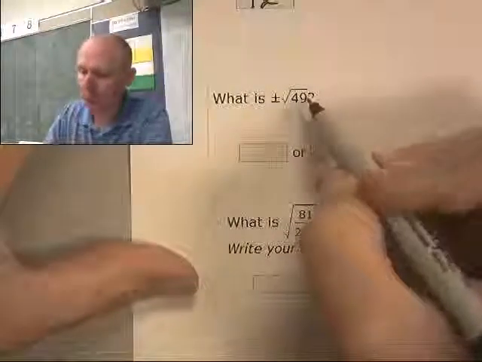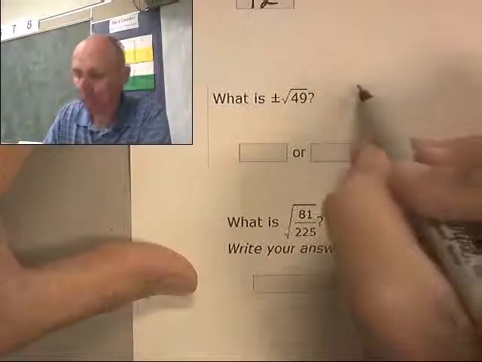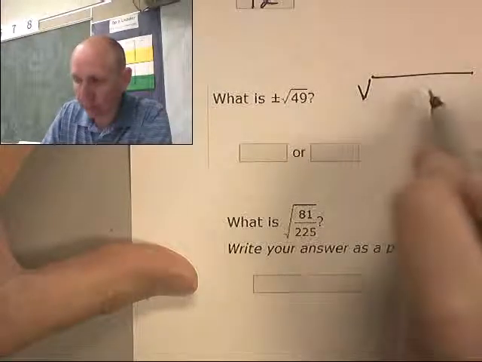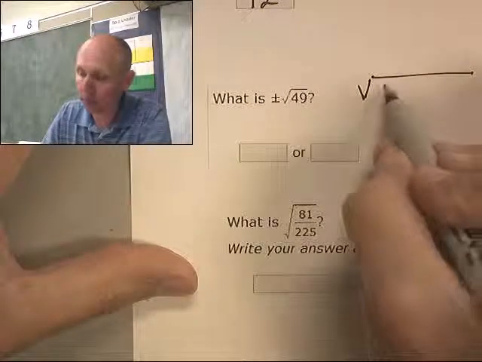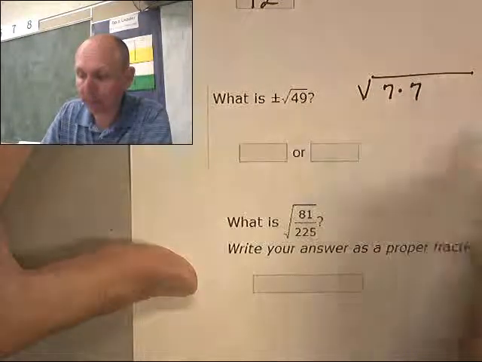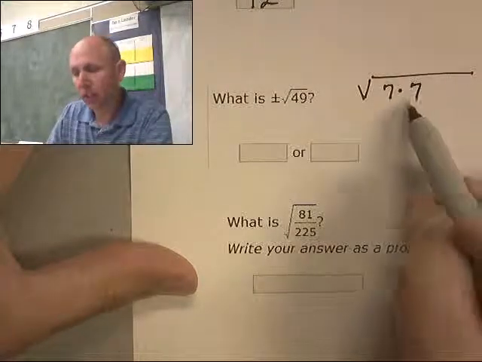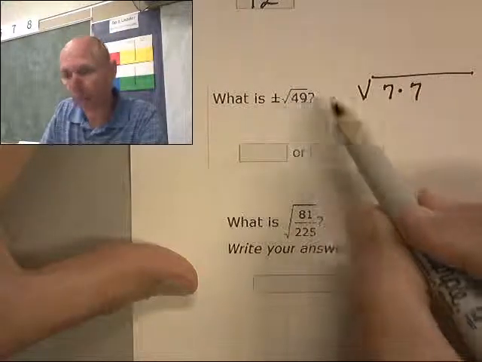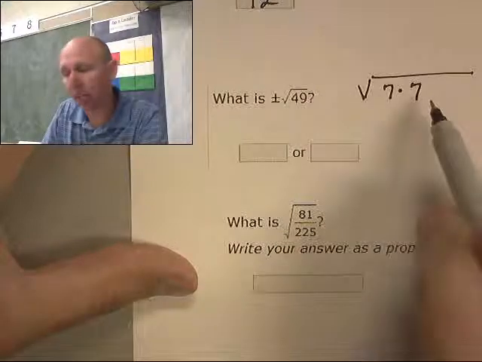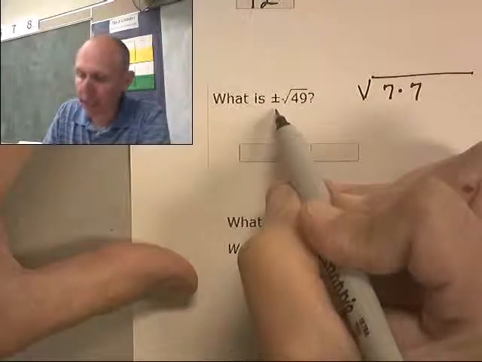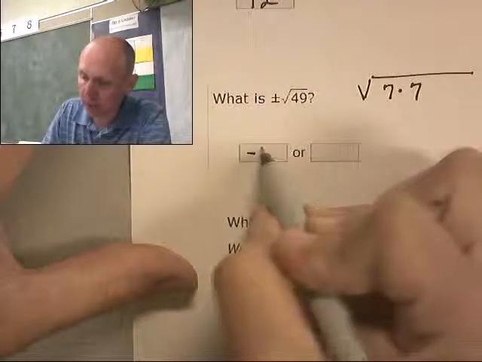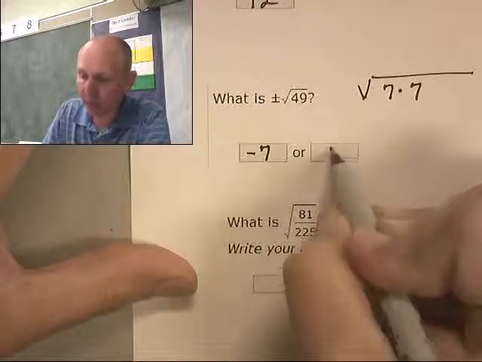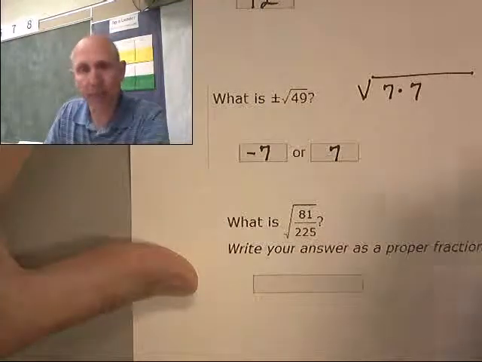Look at this one, the square root of 49. Well, what times what makes 49? Is it 8 times 8? No. 7 times 7? Yeah. So 7 times 7 is 49, so the square root of 49 is 7. And this has a plus or minus in front of it, so we need to give two answers. We're giving -7 and 7.